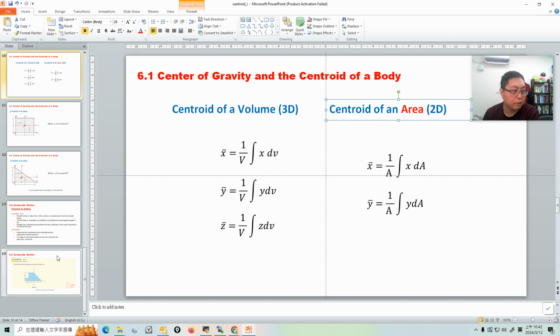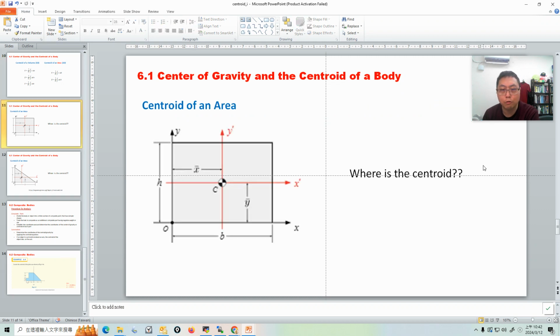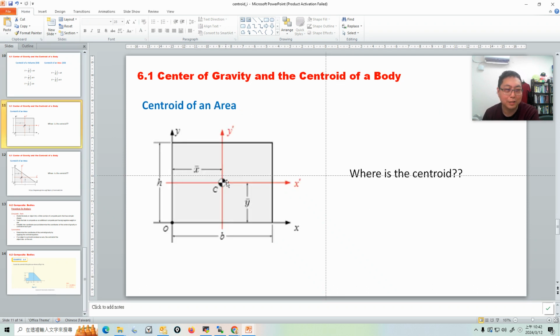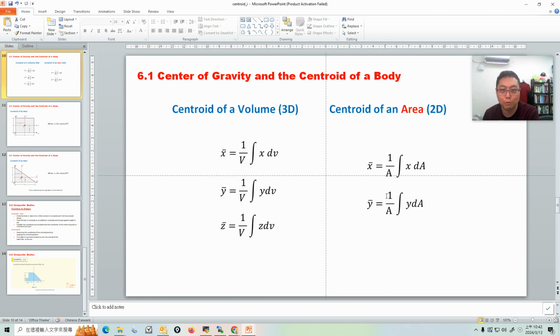In the next video I say you can use this formula to determine the centroid of a rectangular shape. But I think it's not really necessary to use this integration form to prove that the centroid of a rectangular area is b over 2 and h over 2. That's a very intuitive case, so I don't think you need the formula to prove this.